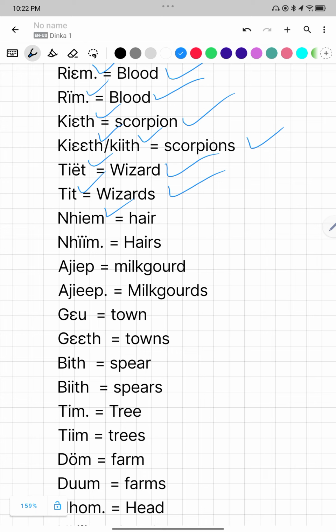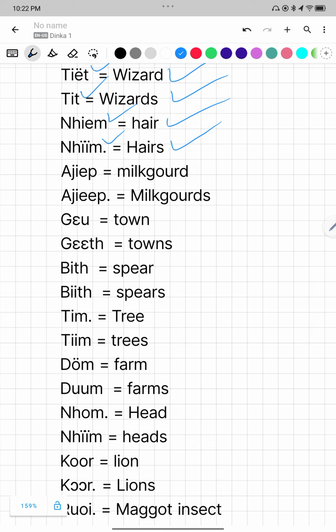Name means hair. Hair. Num means hairs. Plural form of name. Ajib means milligard. Ajib means milligards. Gav means town. Gap. Gap means towns.